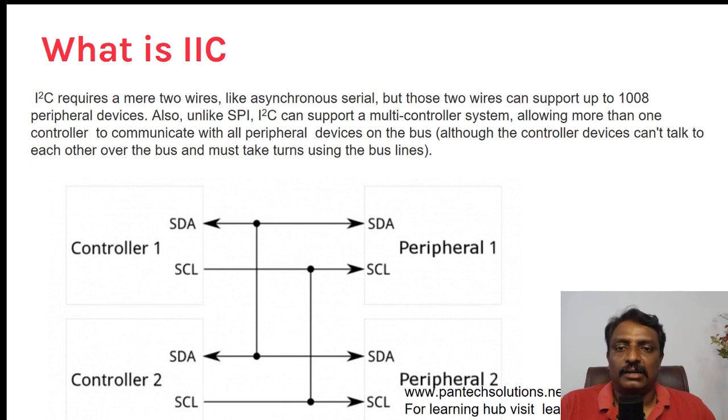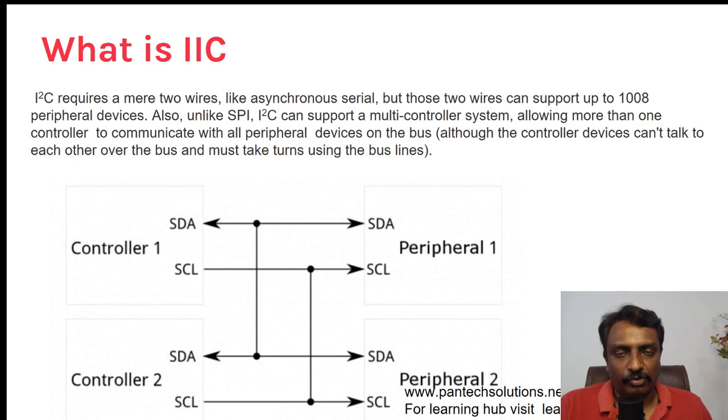It's a synchronous communication. It could connect up to 1008 peripheral devices. I2C uses the serial clock as well as serial data, only two lines. And it could connect up to 1008 devices. If you take UART, it can be connected only to two devices.